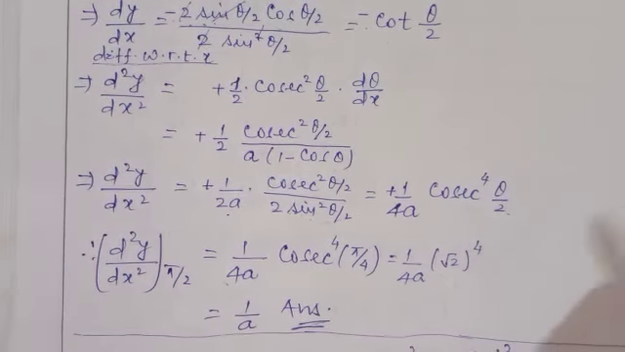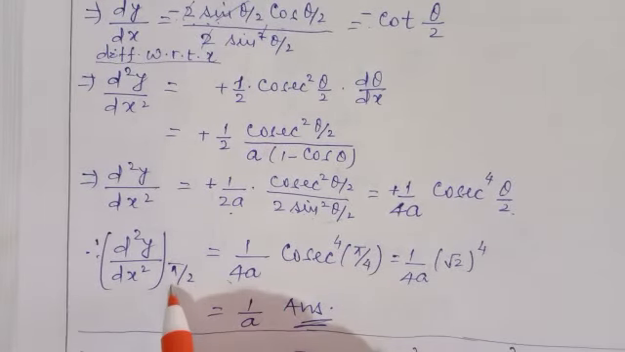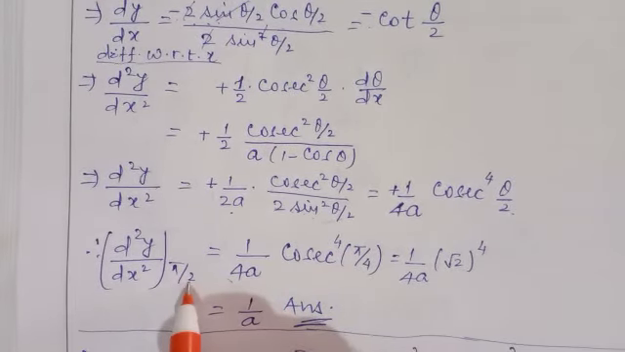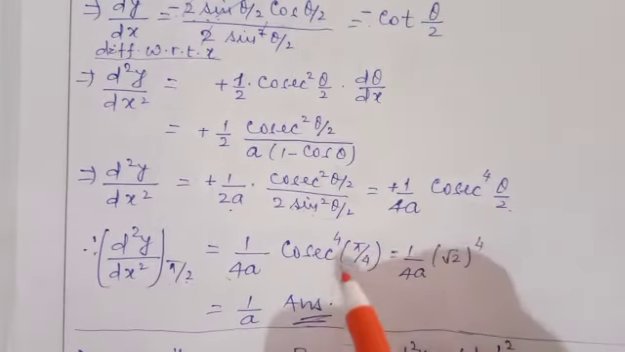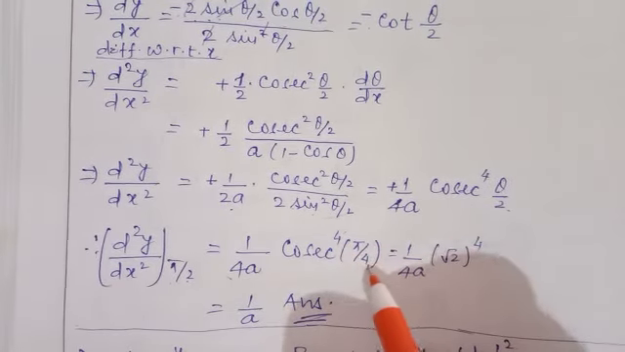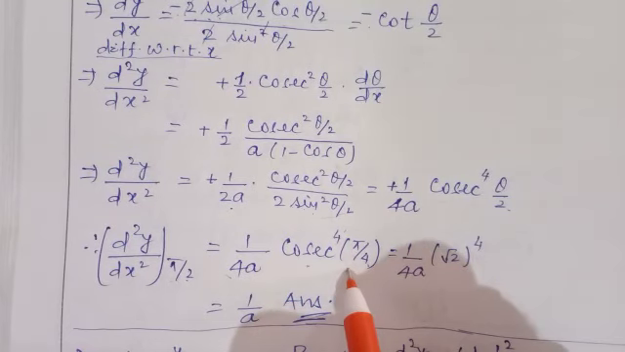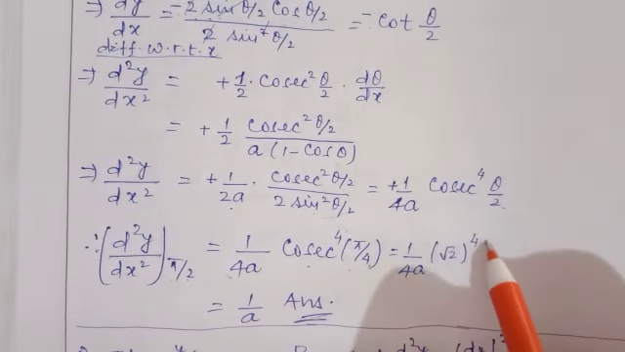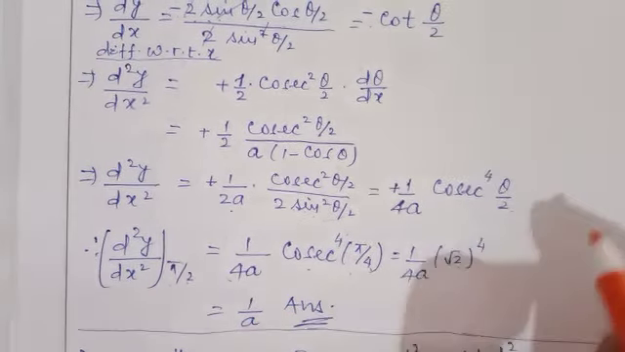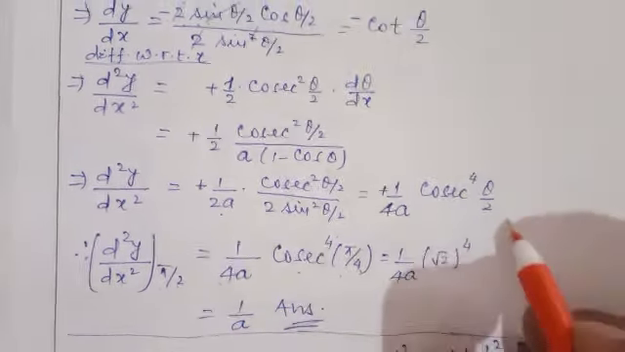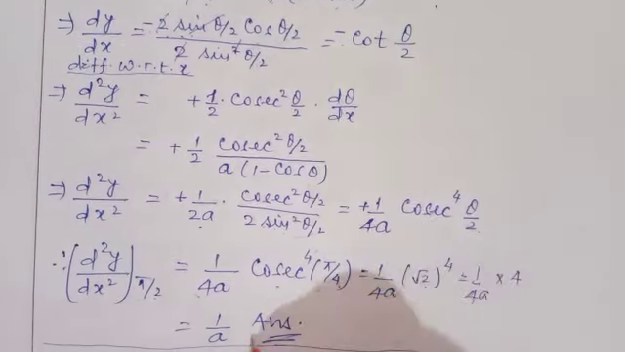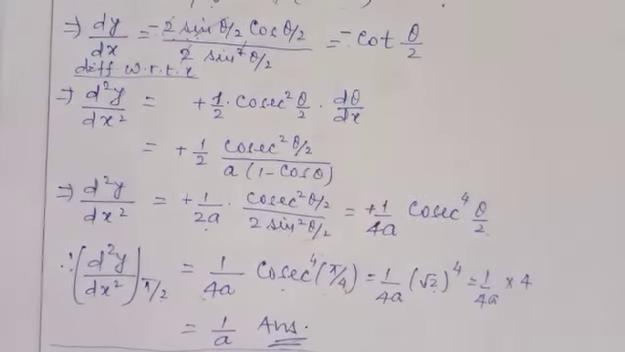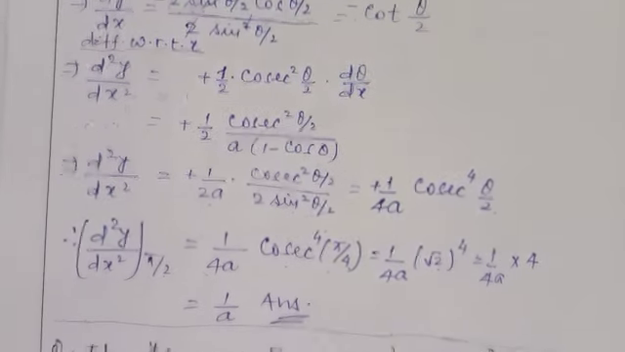And now put theta is equal to pi by 2. Theta by 2 becomes pi by 4. So cosec to the power 4 pi by 4. Cosec pi by 4 is root 2. So root 2 to the power 4 becomes 4, and this 4 and 4 should cancel, becomes 1 by a. This is your result.